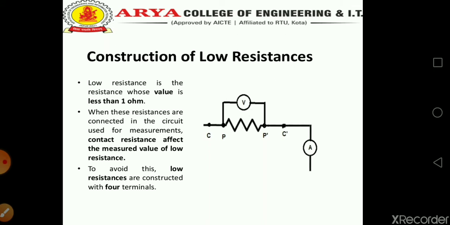When these resistances are connected in the circuit used for measurements, the contact resistance affects the measured value of low resistance. To avoid this, low resistances are connected with 4 terminals as shown in the figure. The terminals are C, P, P dash and C dash.